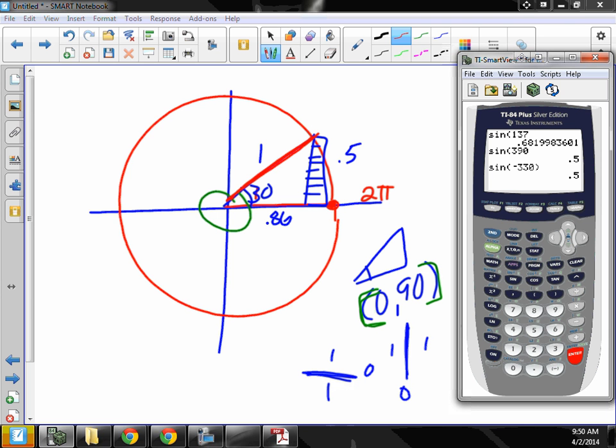So let's follow the wall as we move the ladder. And this is kind of hard to see. So here's my wall. As I rotate my ladder, the wall's getting taller until I hit 90 degrees. What's the height of the wall at 90 degrees? 1. So the sine of 90 should be 1. What's the length of the ground at 90 degrees? 0. So the cosine of 90 should be 0.